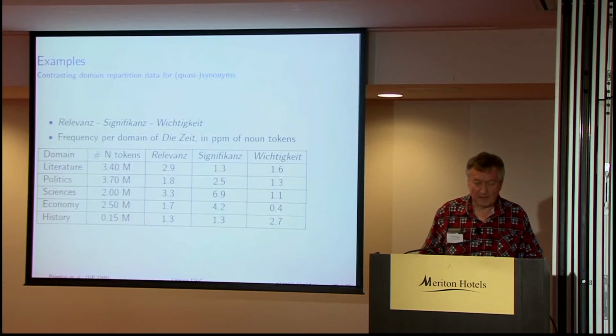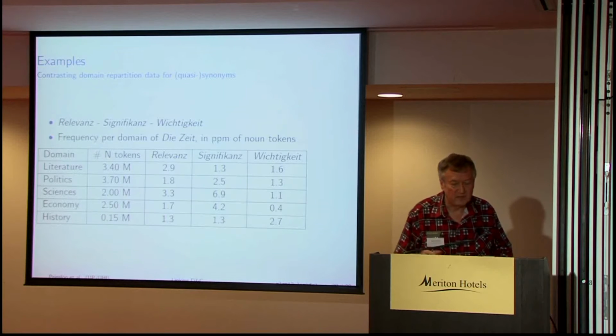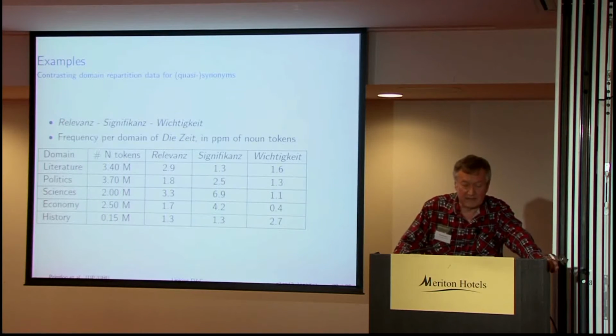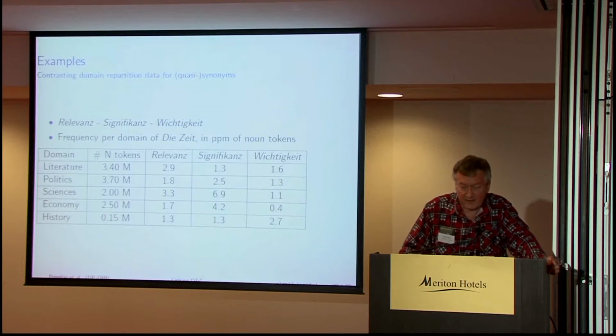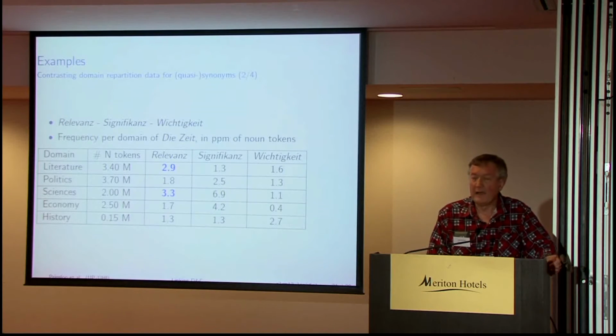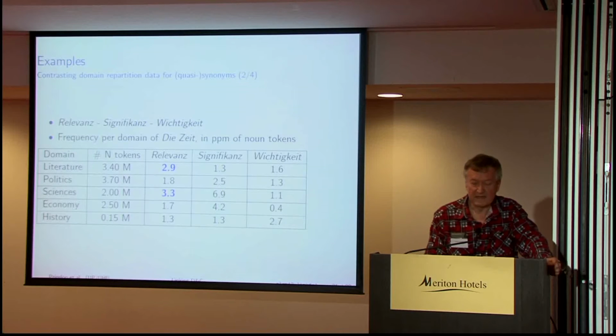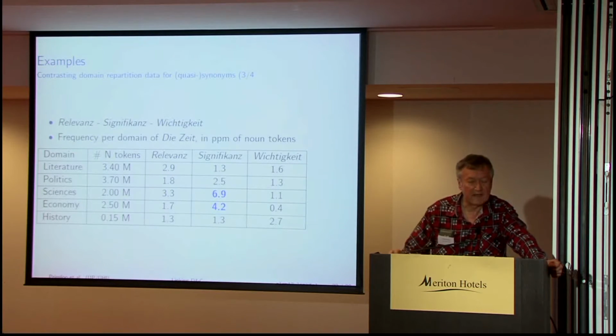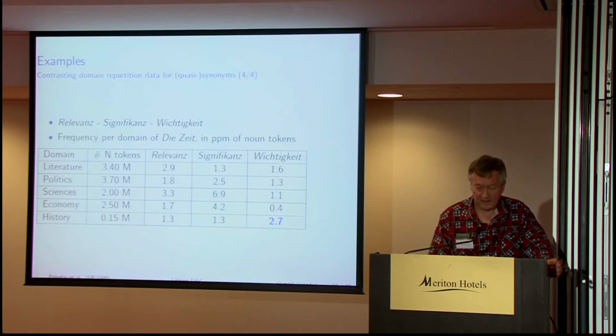Okay, the next example, Professor Heid has referred to it already, contrasts the three words relevance, significance, and wichtigheid. You can see now from the next three slides how the significance in each case, in boldface there, shows where they are in fact used with more than expected or overwhelmingly frequent. Look at the next case for significance. There it is, 6.9 and 4.2 in the case of sciences and economy. And in the last case, a 2.7 in the history domain.